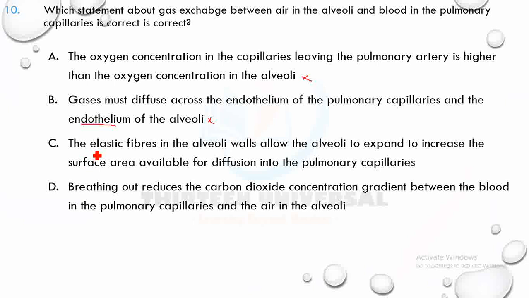It says the elastic fiber in the alveoli wall allows the alveoli to expand to increase the surface area available for diffusion into the pulmonary artery. Yeah, that's correct. Breathing out reduces carbon dioxide concentration gradient? It increases it because it makes the amount of carbon dioxide in the alveolus less, so that the one in the blood is greater. So it doesn't reduce it, it increases it. So this is wrong too, guys. So C is the answer. Let's go quickly.